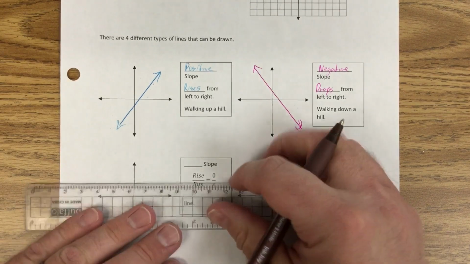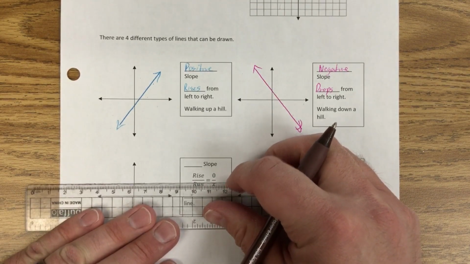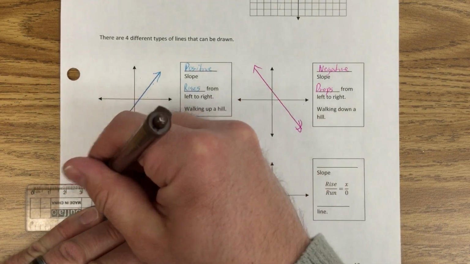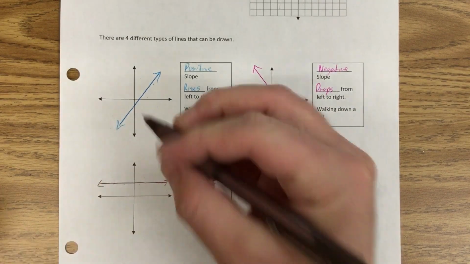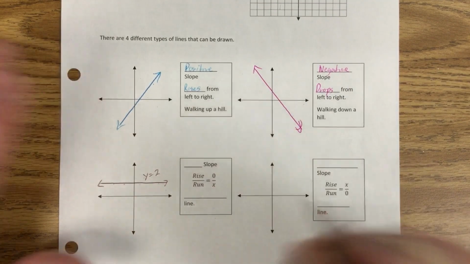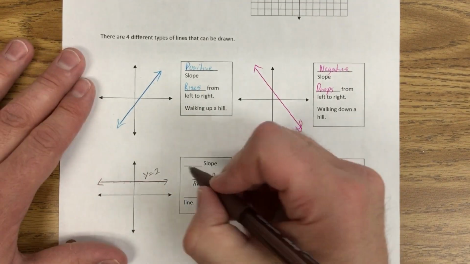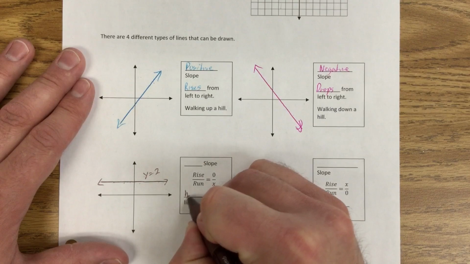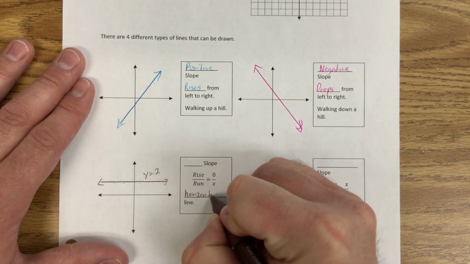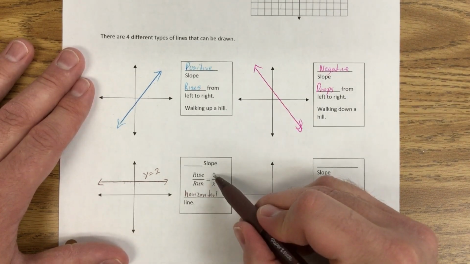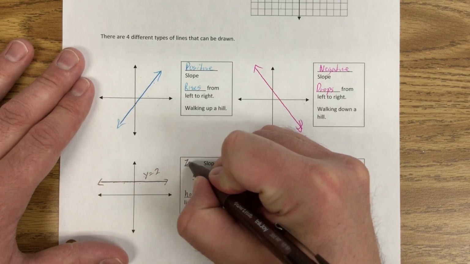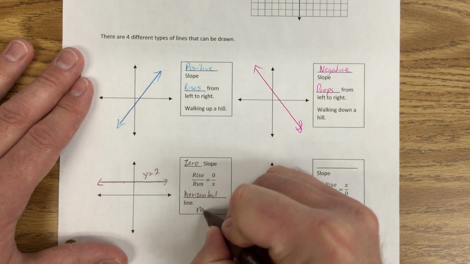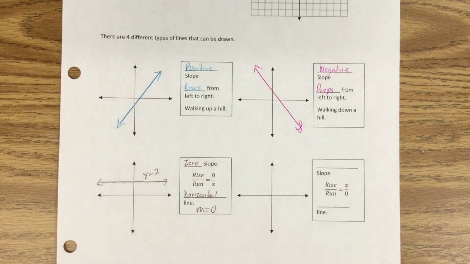Then we're going to have a perfectly straight horizontal line, and I'm going to do my best to draw a horizontal line. This is like y equals 2, a line like that. A horizontal line has 0 rise, but it has whatever run we want to give it. This one has a 0 slope, so m equals 0. 0 divided by anything is 0, so it's going to give us a 0 slope.